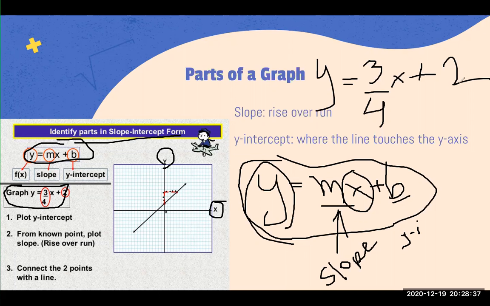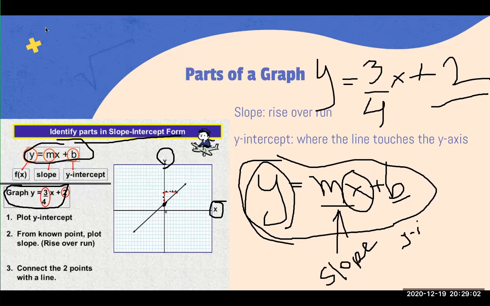Pretty much. Okay, so let's talk about the y-intercept. That's exactly what it sounds like. It's where the graph intercepts the y-axis, which for this graph is right here. So that's 2 units. That's where you get this 2 from. So yeah, there's the y-intercept, slope, and that's pretty much it.